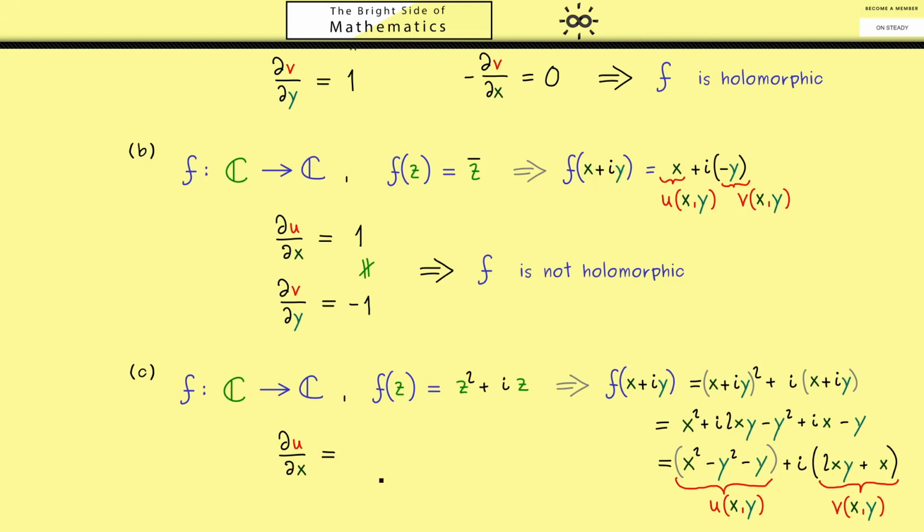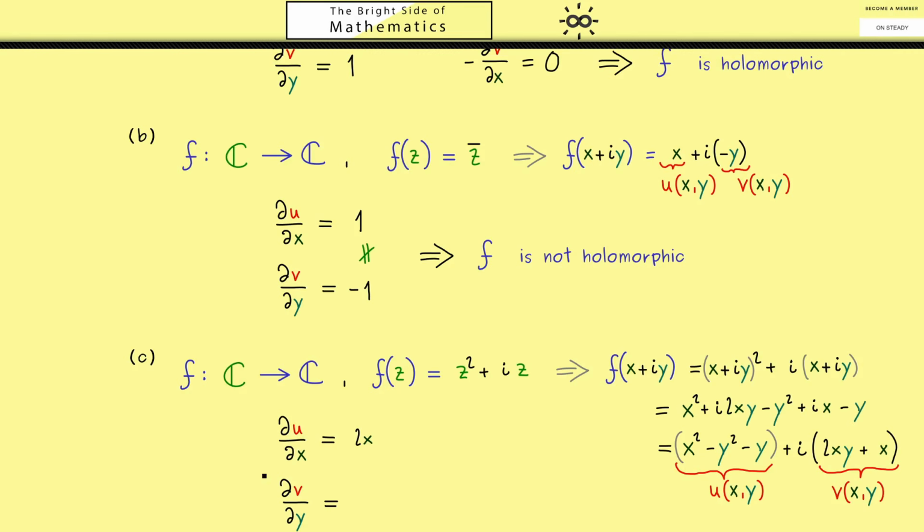First, du dx, not hard to see, it's simply 2 times x. Then the second partial derivative we want to calculate is dv dy, which is also 2 times x. Hence, our first equation is actually fulfilled. Going to the second one, you see we have to do a little bit more because this derivative is minus 2 times y minus 1.